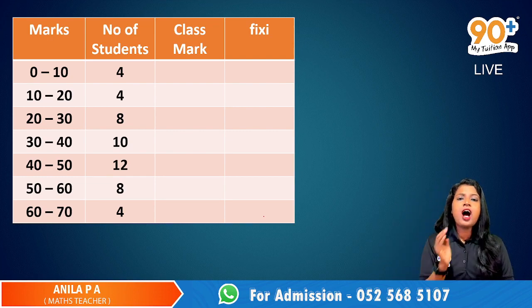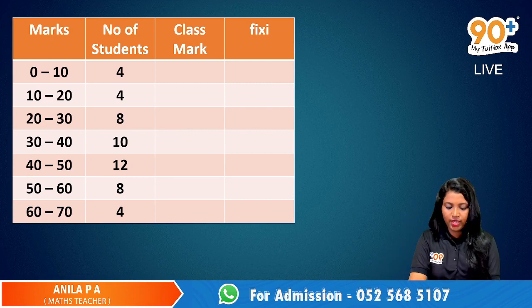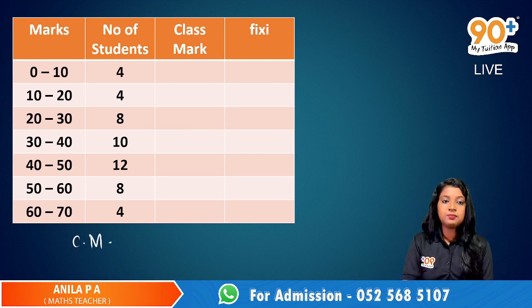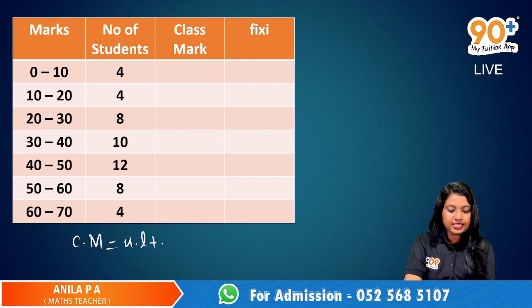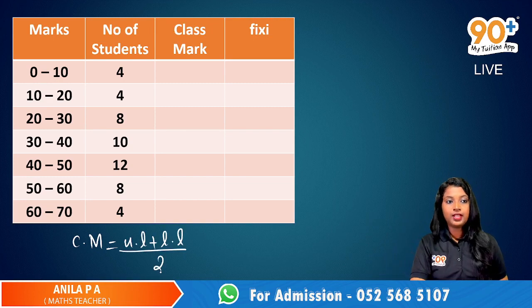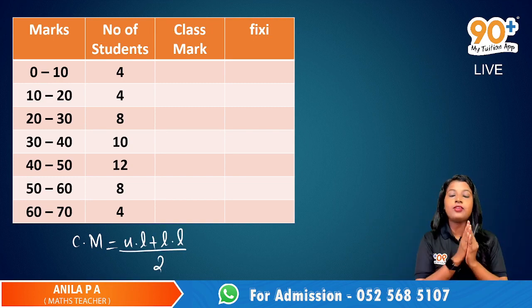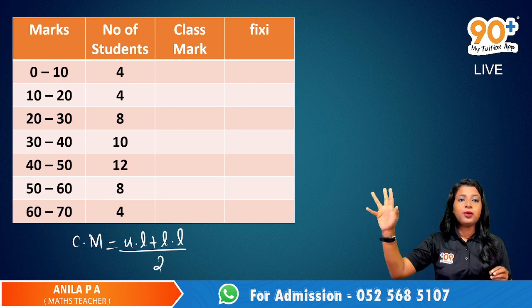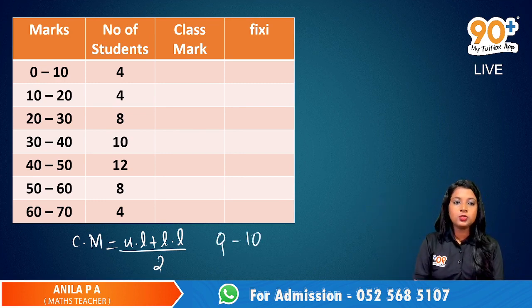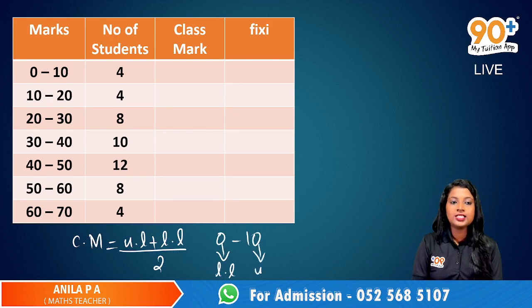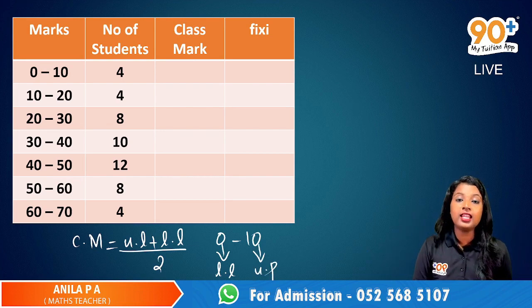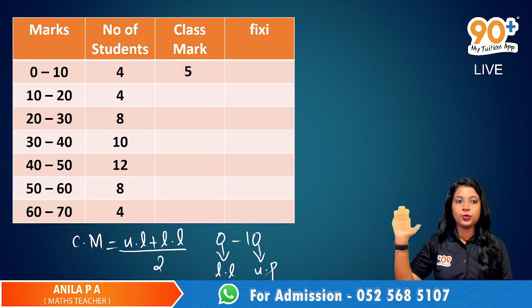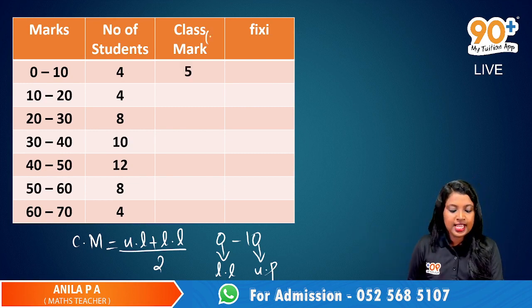Okay, so how do we find the class mark? We have the equation: class mark, which I'm simply writing as CM, is equal to upper limit plus lower limit, the whole divided by 2. When you are considering a particular interval, 0 to 10, this one is the lower limit and this one is the upper limit. So to find the class mark, it is upper limit plus lower limit by 2. So 0 plus 10 by 2, which is 10 by 2, 5. That is the first class mark, or the first xi value.